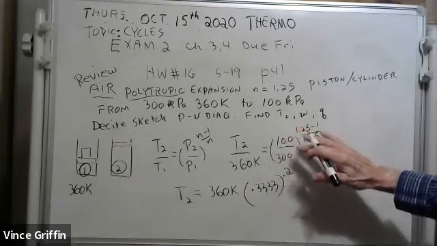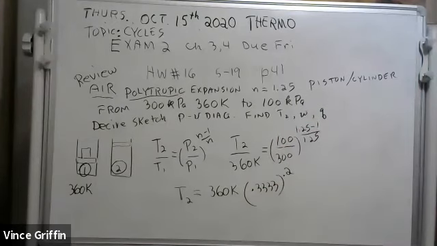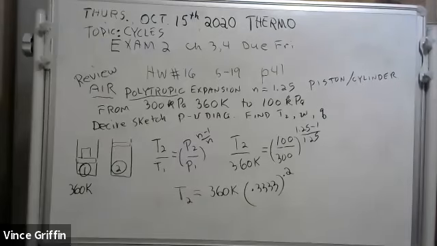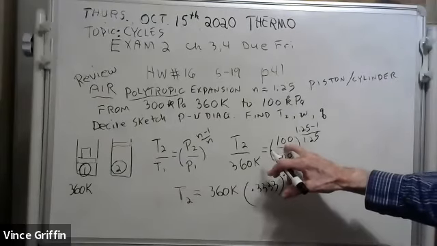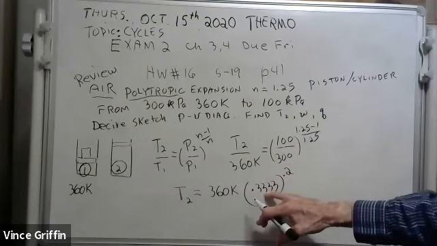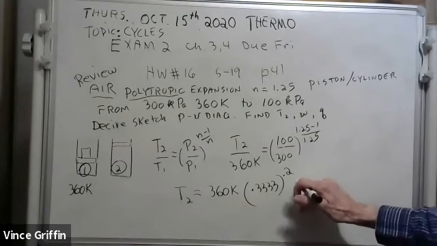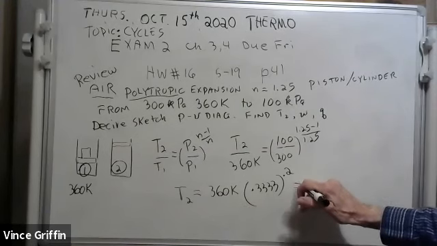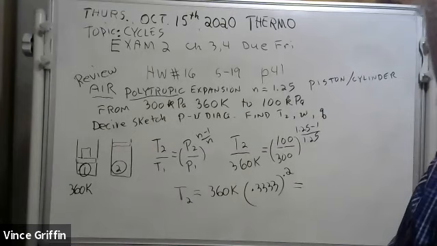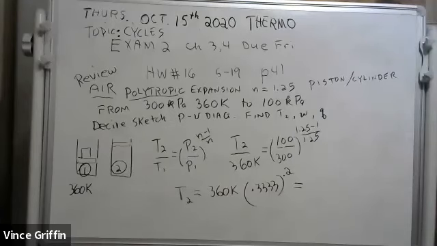See, this exponent turns out to be 0.2. I think Nathan just told us that a minute ago. And 100 over 300, that's 0.3333. So you put that in your calculator and you'll get your answer. So what do you get when you do that? I got 40. That can't be right.